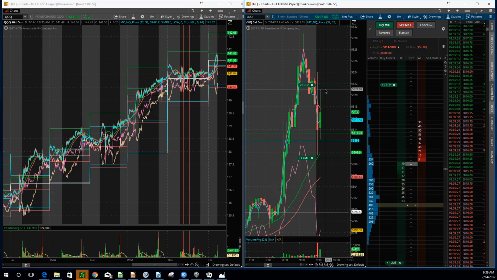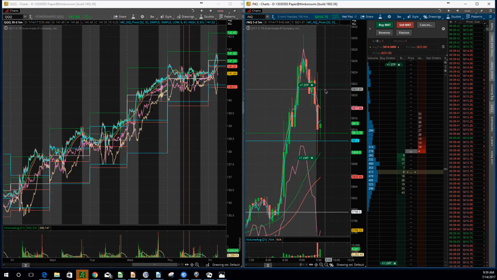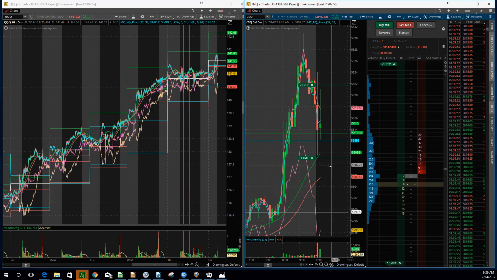Because again, I would really look for it to close above that point. But again, the loss would end up being too large. So I'll just put it just above that point. And again, paper account, paper account. This is not live.